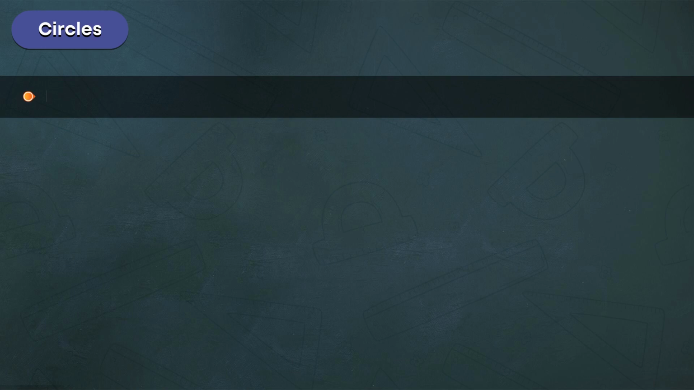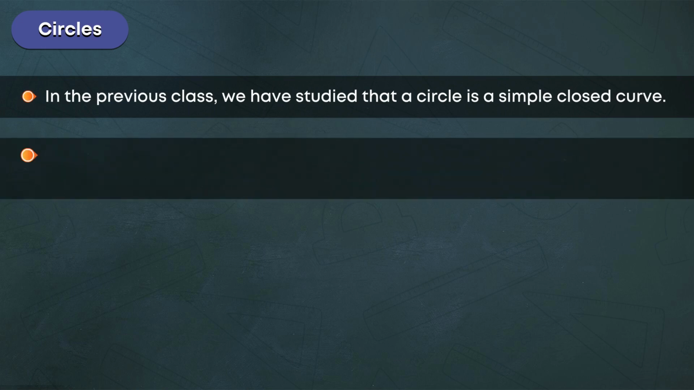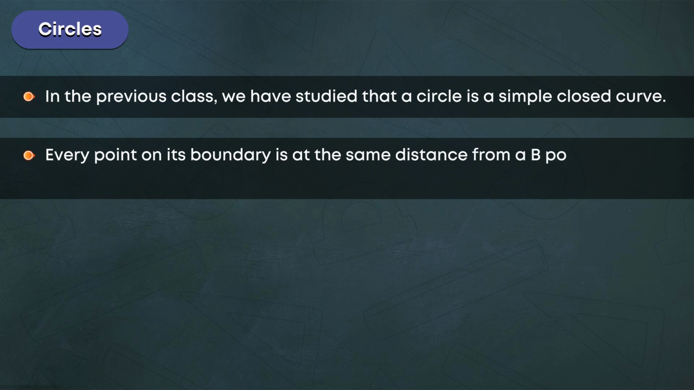Circles. In the previous class, we have studied that a circle is a simple closed curve. Every point on its boundary is at the same distance from a point called the center O of the circle.